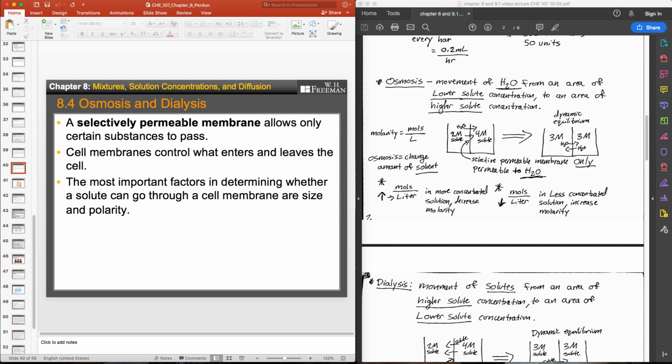Selectively permeable means really what it says. It's selectively permeable to only specific things, and those things would be given to you in the question. So it only allows certain substances to pass.